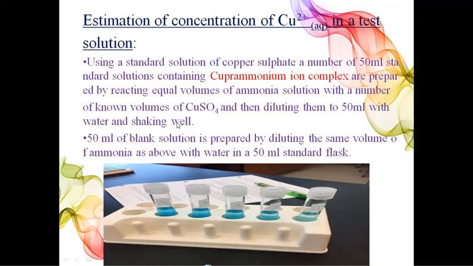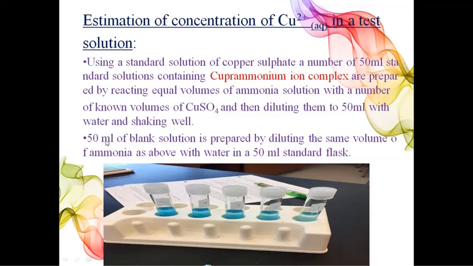You take a small 50 ml standard flask, you add known volumes of 2, 4, 6, 8 ml of copper sulfate, add a known definite volume, either 5 or 10 ml, of ammonia solution to all the standard flasks including your test solution, and make them up to the mark using distilled water. That is what is meant by this point.